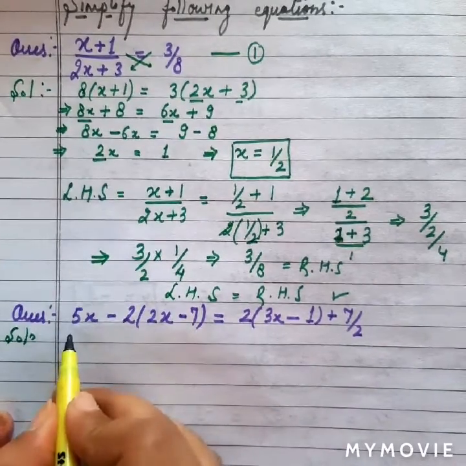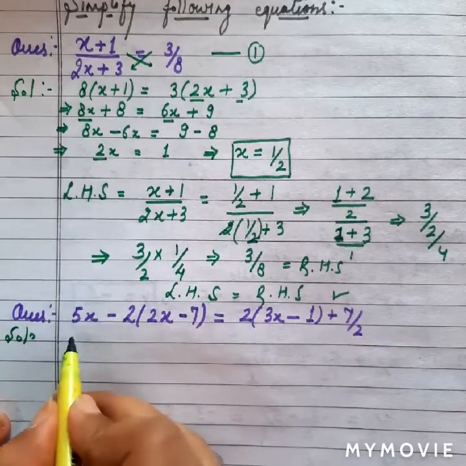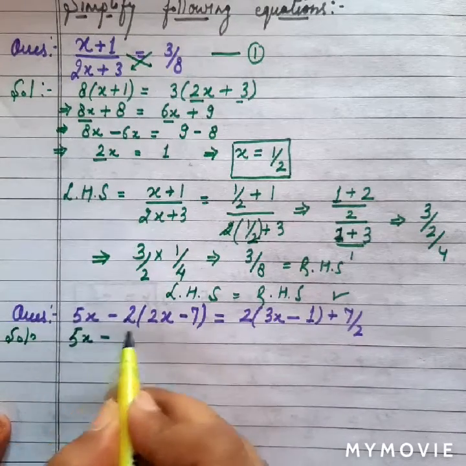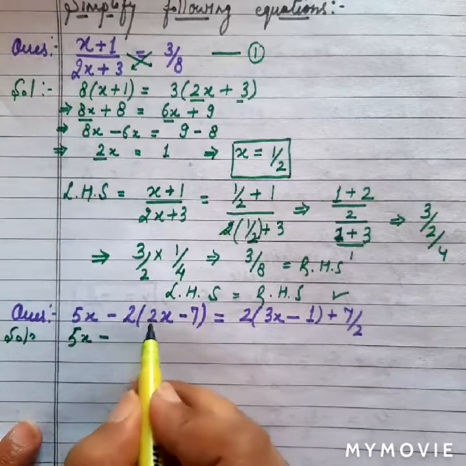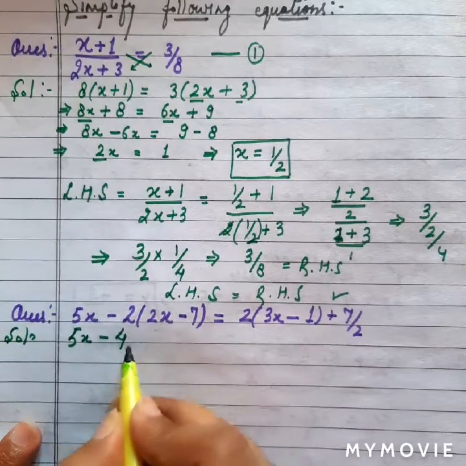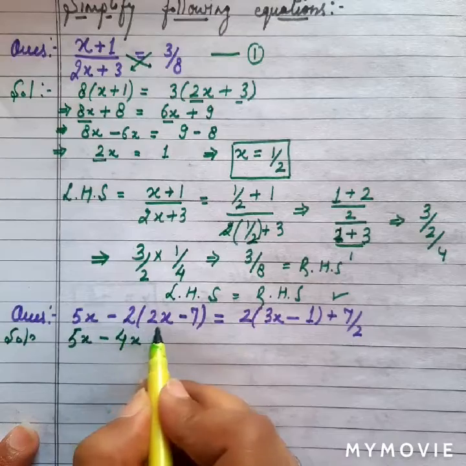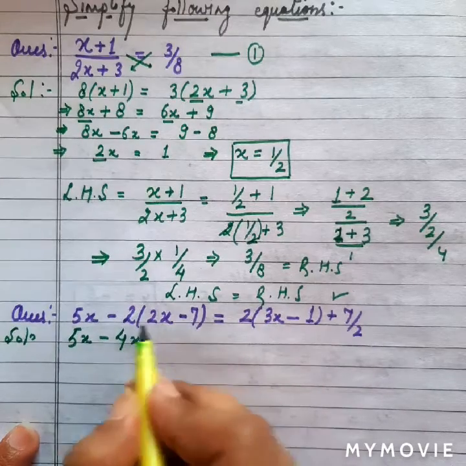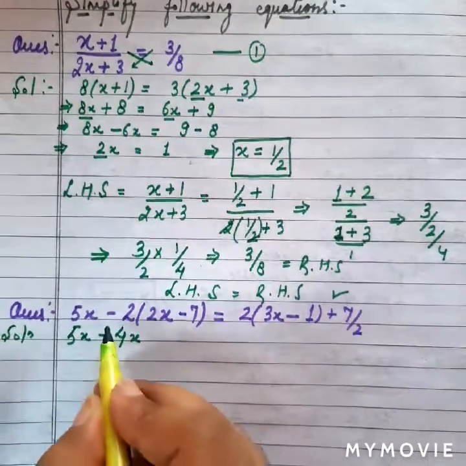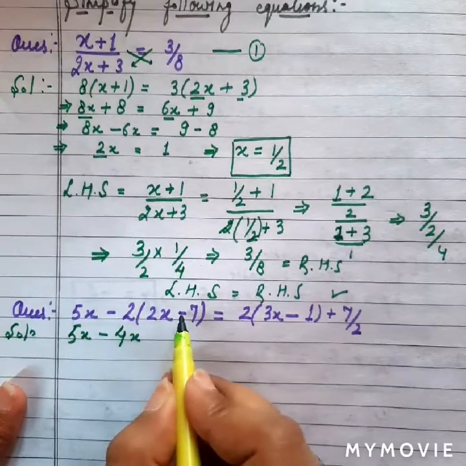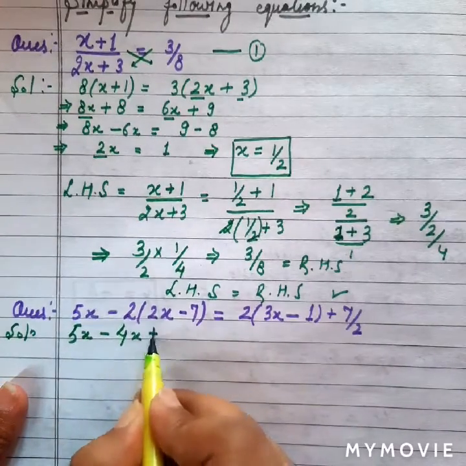So first of all, it is 5x. Now 2 is multiplied with 2, 2 2s are 4. Now x was also there. Now 2 will be multiplied with the second term, which is 7, 2 7s are 14. But here we have minus, here we have minus, so minus minus will become positive here.